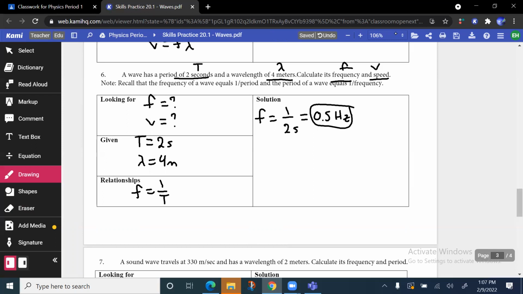Now to get the speed, we're going to use our wave speed equation, in which case we will go 0.5 hertz times 4 meters. Well, half of that would be 2 meters per second.